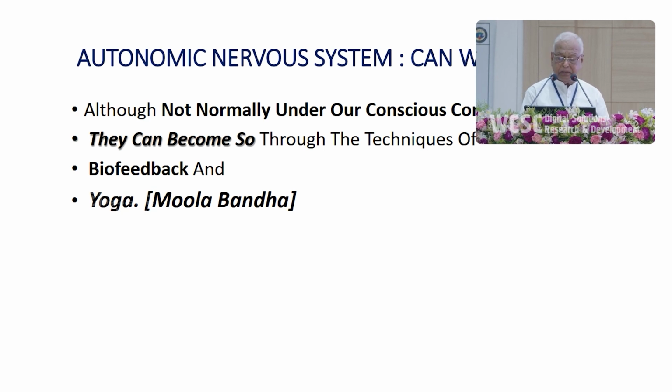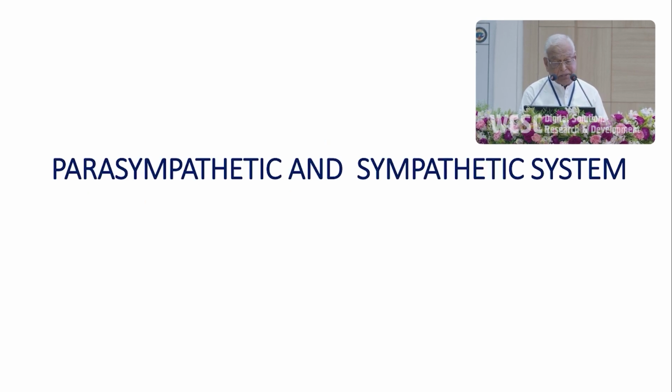The parasympathetic system is usually not under our conscious control. Usually the autonomic system is not under our control, but through biofeedback and through Mulabandha, by stimulating the pudendal nerve, we can activate the parasympathetic system. That is the main point I want to stress here, that we are able to stimulate the parasympathetic system through Mulabandha, through the pudendal nerve. That is the starting point of the neuroendocrine pathway. So now let us see.